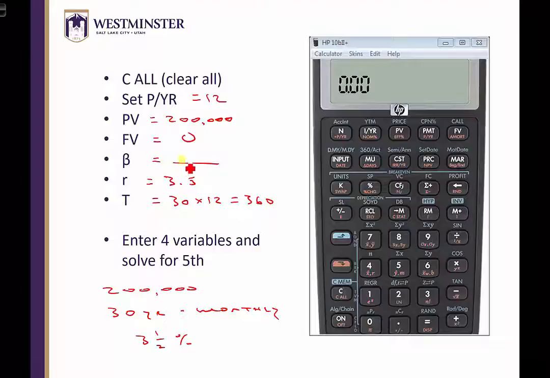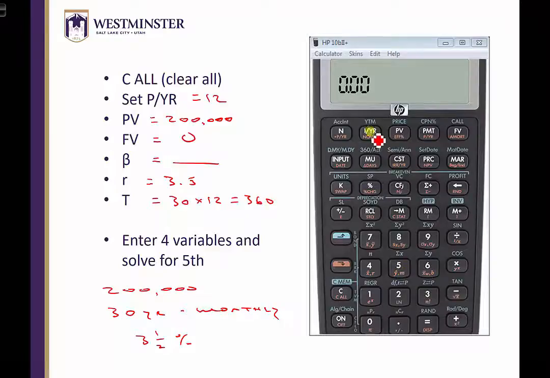So I can calculate for the cash flow, or my payment. I can go ahead and say 12, red, P/YR, $200,000 in present value. That's positive because I'm getting it. 0 future value.